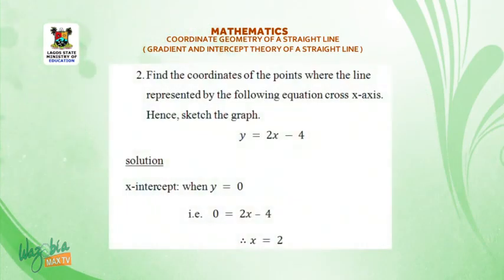Number 2. Find the coordinates of the point where the line represented by the following equation crosses the x-axis. Hence, sketch the graph. y is equal to 2x minus 4. Solution: x-intercept is when y is equal to 0. That is 0 is equal to 2x minus 4. Therefore, x is equal to 2.